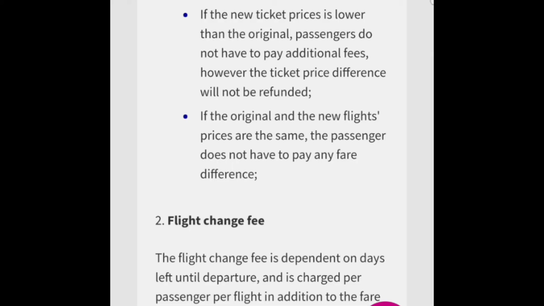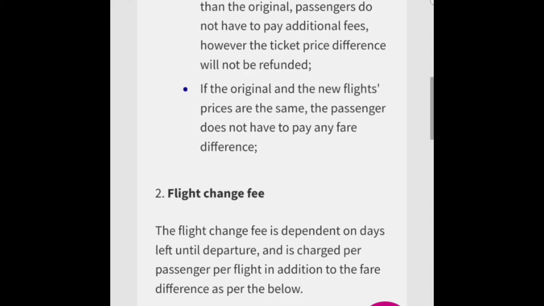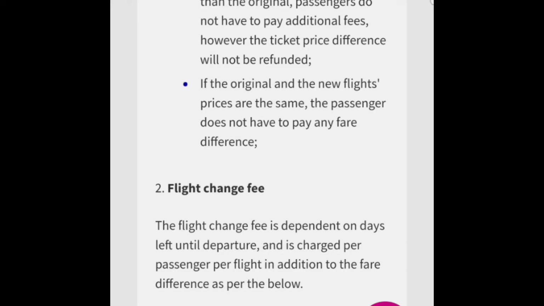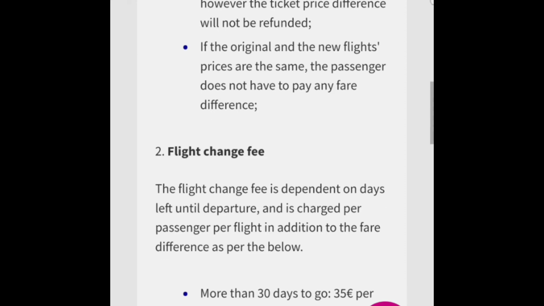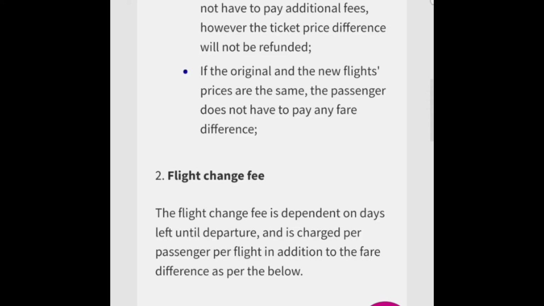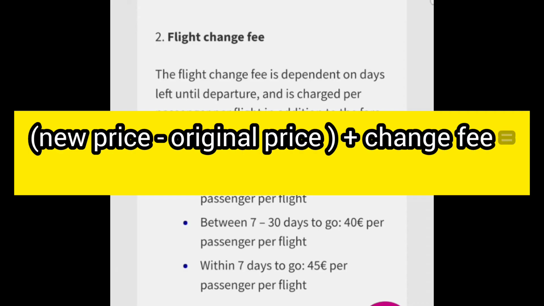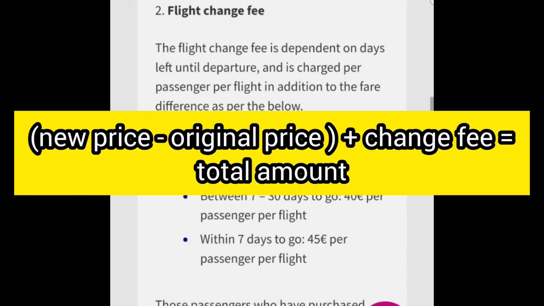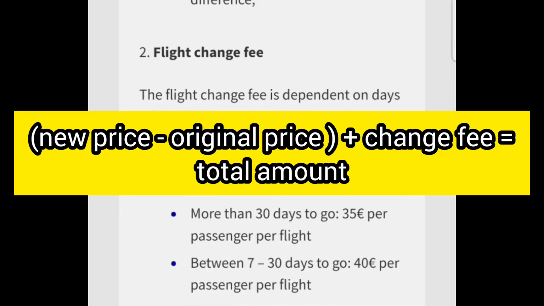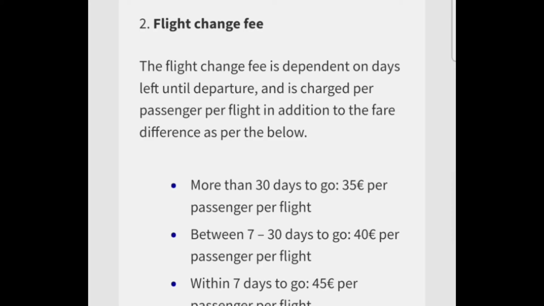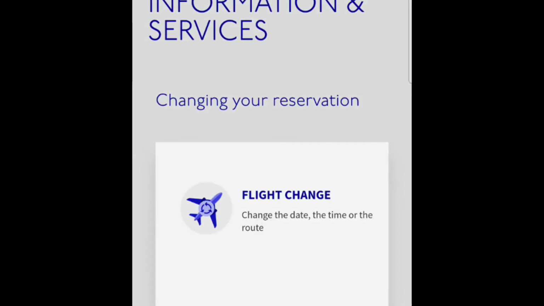However, don't forget that every time when you change a flight ticket, you have to pay a certain amount depending on the date of change. So the price of our flight change fee could be between 35 and 45 euro. And this amount is per passenger and per flight. So in one sentence, I would express myself thus on this subject: new price minus original ticket price plus change fee equals the total amount that you have to pay. Yes, I think we have seen enough theory. Now let's move on to the practice.